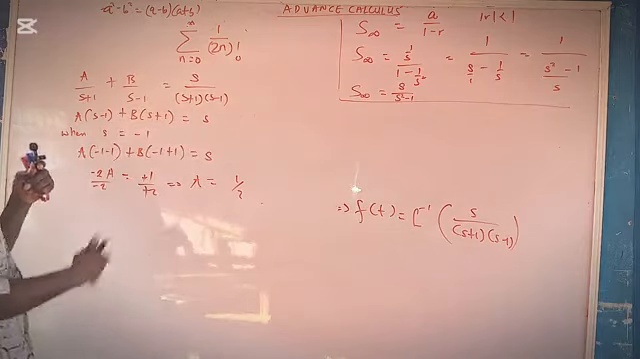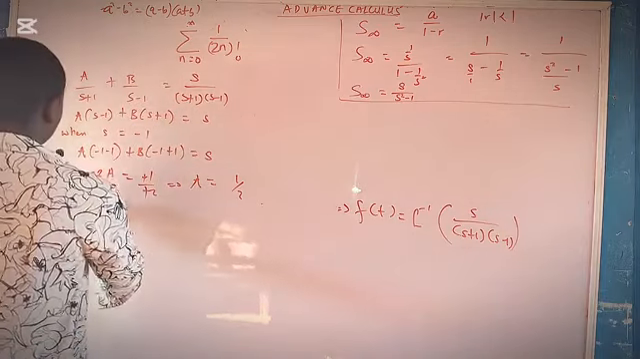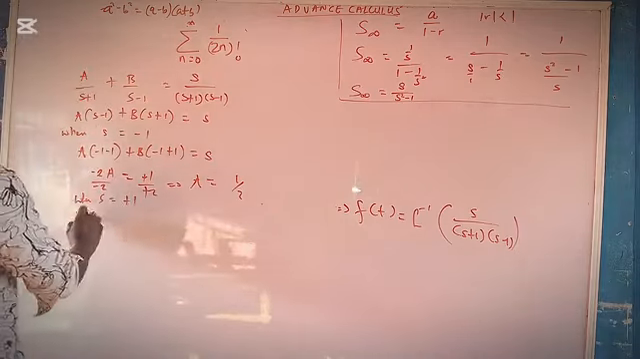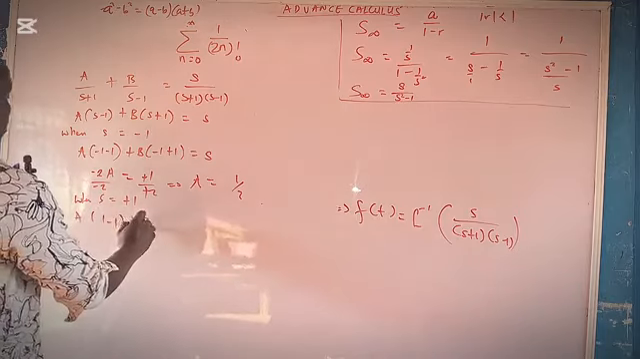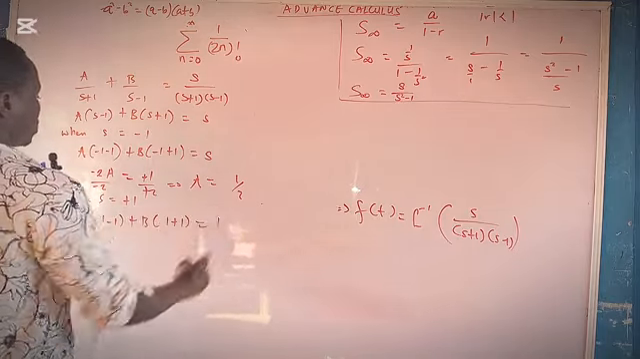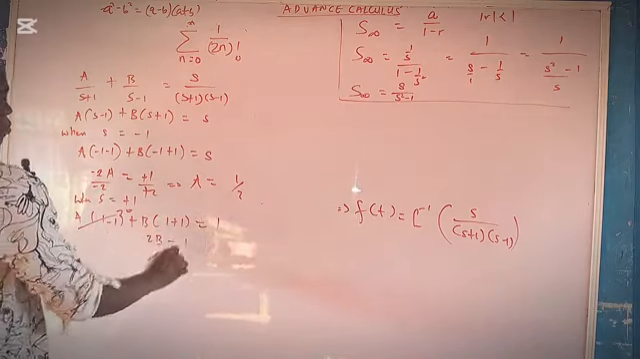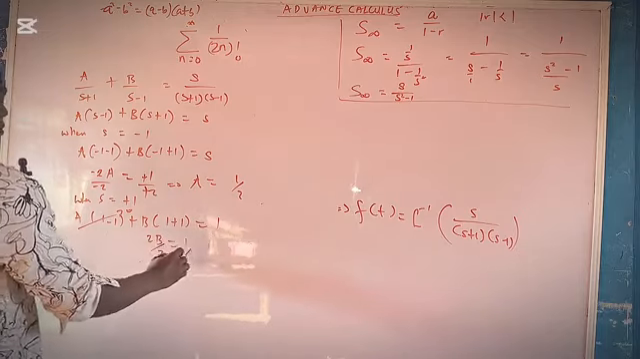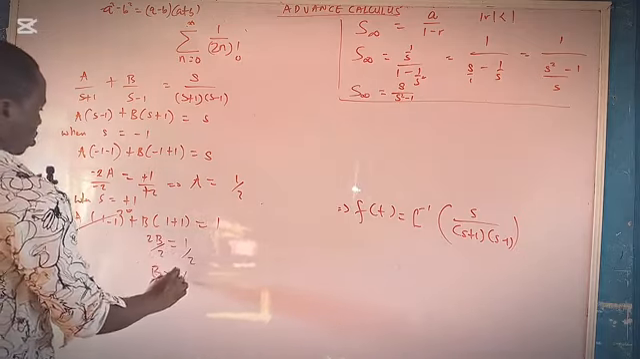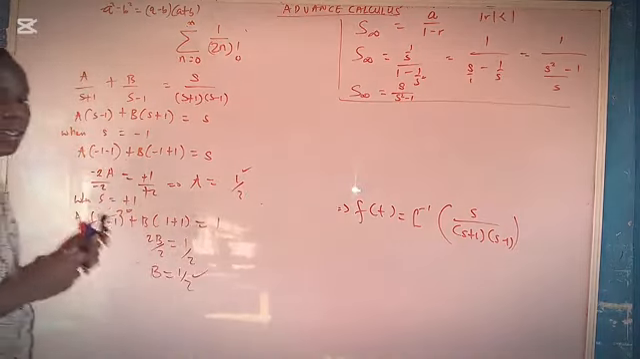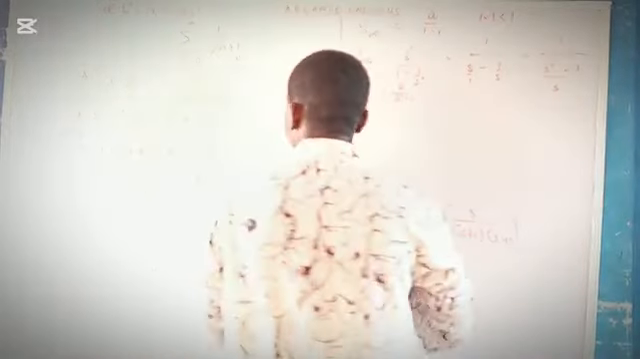That is when you set s to be 1. So when s is equal to positive 1, we're going to have a into bracket 1 minus 1 plus b into bracket 1 plus 1, which is equal to 1. So this is 0, then we have 2b, which is equal to 1. Then you divide this out by 2, so we have b is equal to 1 over 2. So that is cool. So a is half and b is also half.